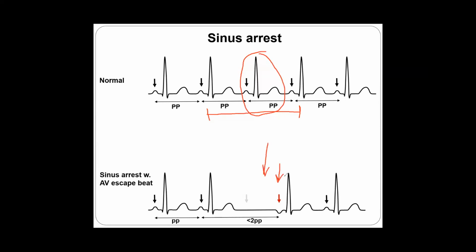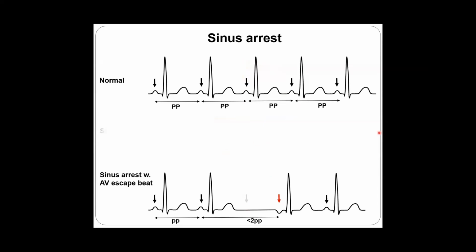Because the AV node, again a nodal tissue, has its own rate that is faster than half of the normal PP, so it's faster than 30, it means that we do have an escape beat. So what you can see is only that the P is missing, there is no P at all. No P, no QRS, and the next P is different, and mostly you can judge that this is coming from the AV junction because the P is different, we will talk about that later.